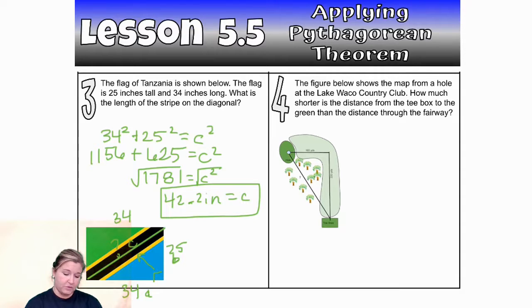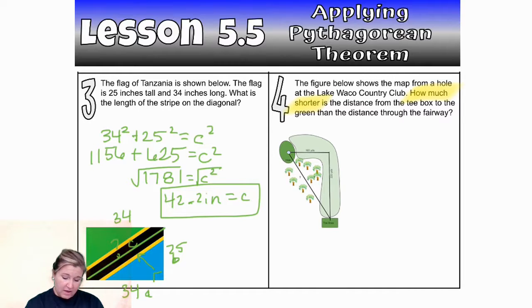We're going from there. All right, so the figure below shows the map from a hole at the Lake Waco Country Club. How much shorter, that's the key word here. So how much shorter is the distance from the tee box directly to the green than the distance through the fairway? Okay, so are you able to make that shot there, or do you need to take the fairway shot? So good question. So let's look here.